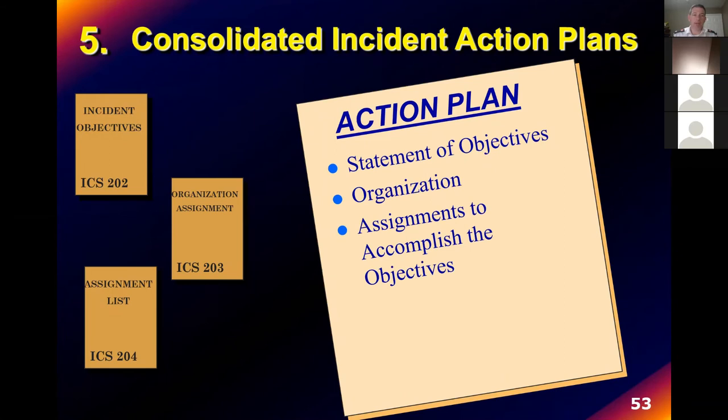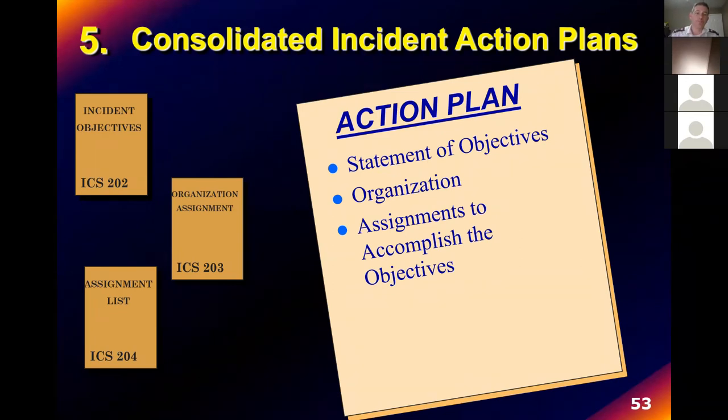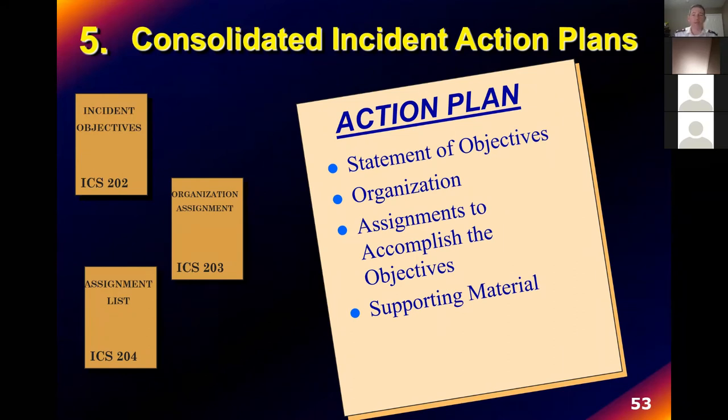Our assignments to accomplish the objectives. So what tactics are we going to be using? What resources have been assigned to accomplish these objectives? We're also going to include in this action plan any supporting materials, things like maps, traffic plans, communications plans, whatever we feel is necessary to ensure that anyone reading this understands the plan and knows where we're going, right? These are important. This is page 26 in your book, and these are the four main elements of the incident action plan.